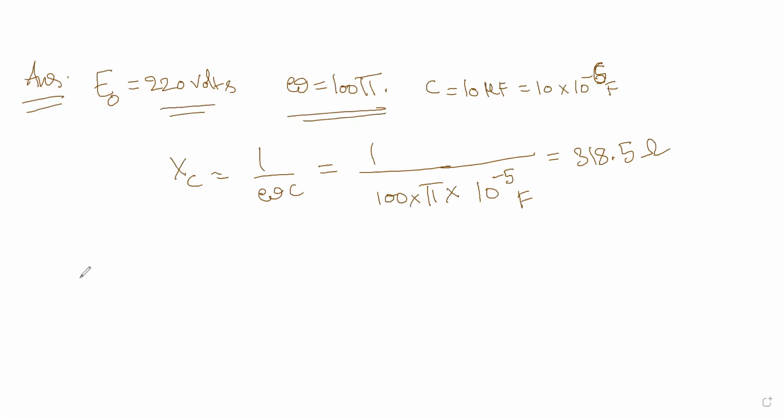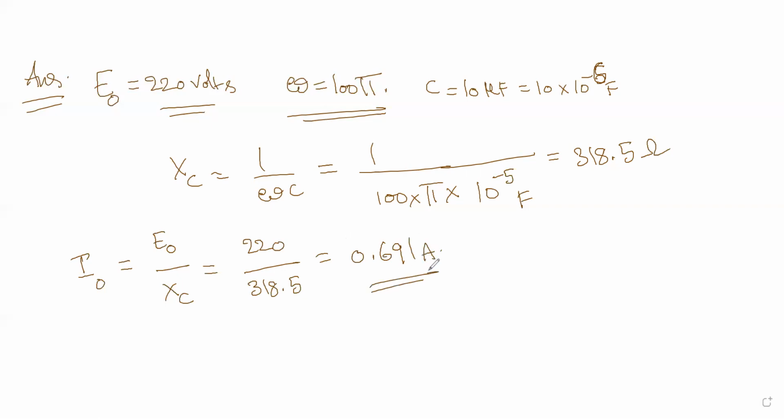And now I have to find I naught. I naught is equal to E naught by Xc. This is how I can find I naught. So E naught value is 220 divided by Xc value 318.5. So once I put that, I will get I naught value. I naught value is 0.691 amps.